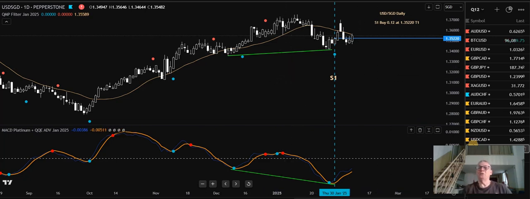All right, USD Singapore dollar. We're in a buy. We're just trying to get above this 20 moving average. Might look at then closing half or something like that. But the MACD Platinum's a fair distance below the 0 level, so all good. All right, I'll just pause the video while I switch profiles.